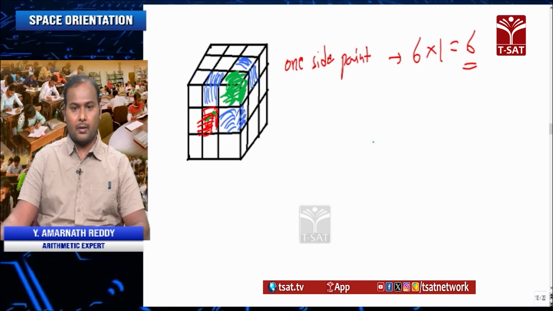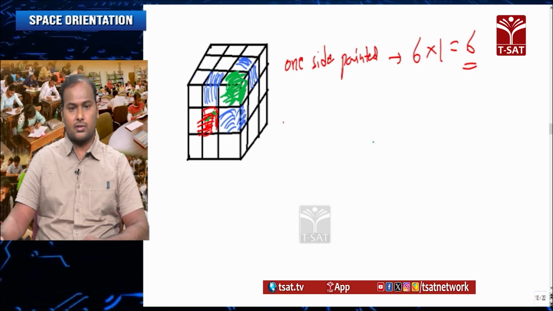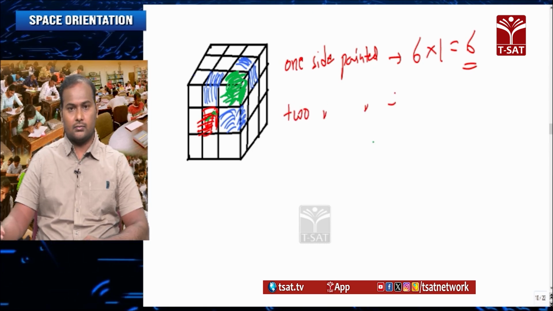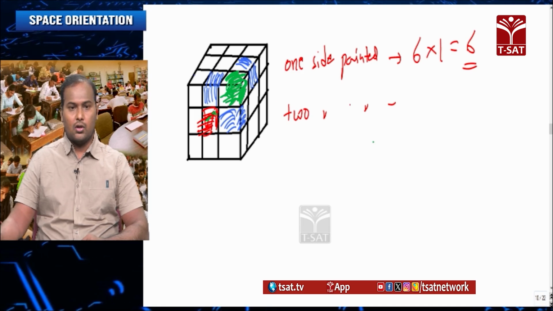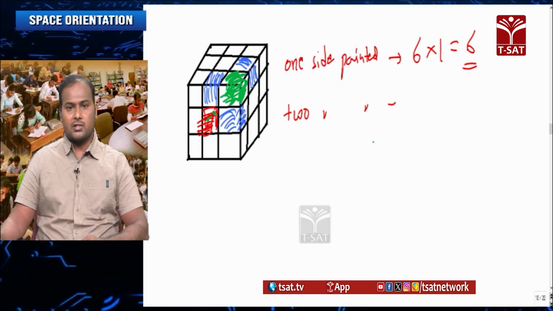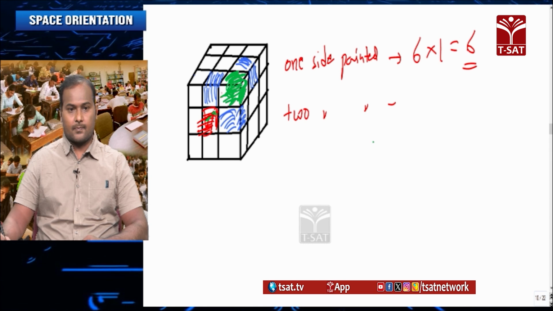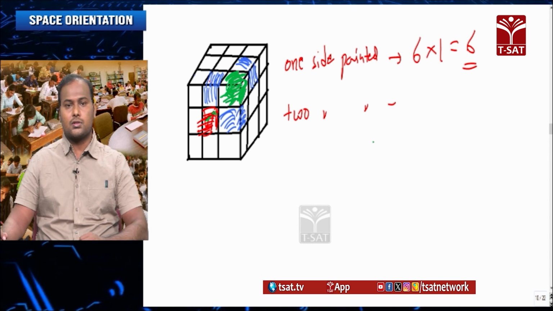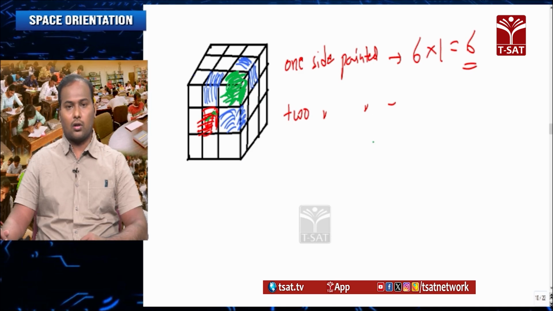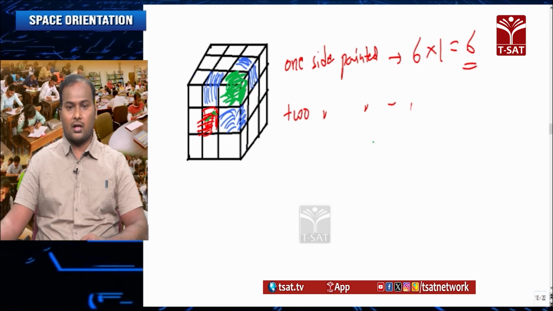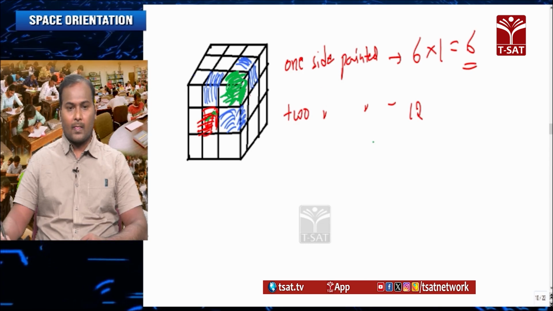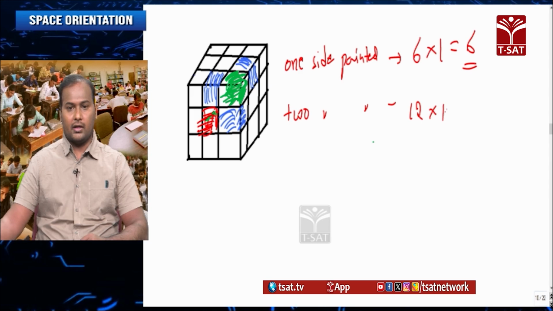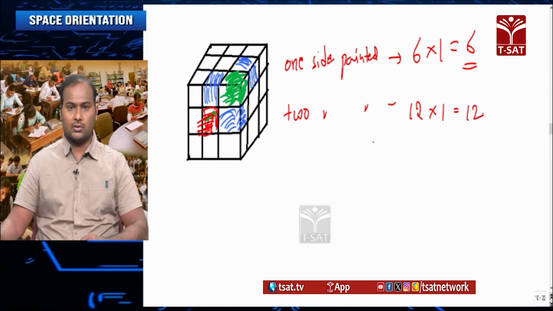One side painted. Now the next question will be, how many small cubes will have 2 side paint? If this is the question, where is the 2 side paint present? Always on the edges. See the blue color, this blue color one is present on the edges. So 2 side paint is present on the edges. In total how many edges? We already discussed that there are 12 edges. And on each edge, how many are painted? Here also 1 is painted. So 12 into 1, that is 12 is the answer.